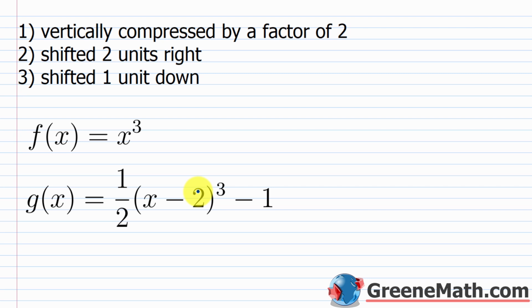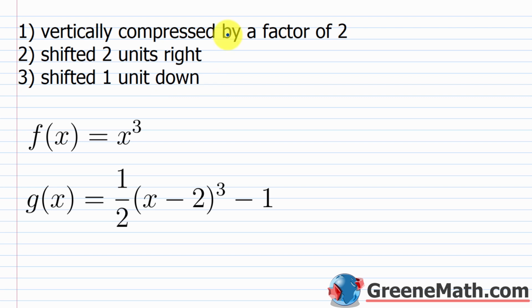When we come on the inside, remember, when you have a transformation that involves x, you have to undo what's being done to x. So this is x minus 2, so I need to do plus 2 to undo that. That means I'm shifted 2 units to the right. Now when we come back on the outside, you have this minus 1, so that's going to shift me down by 1 unit.